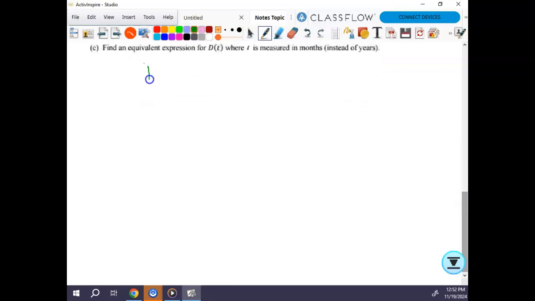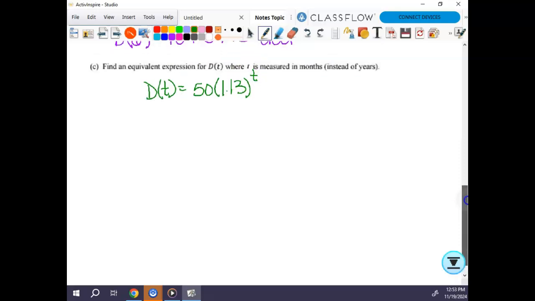So I write down d of t equals, and we had 50 times 1.13 to the t power, right? Well, that's because this is the percent change in years. And it's telling me we're changing it instead of years. It is supposed to be months. How many months are in a year? 12, okay? So I'm going to take the year, which is t, and I'm going to divide it into 12 months.